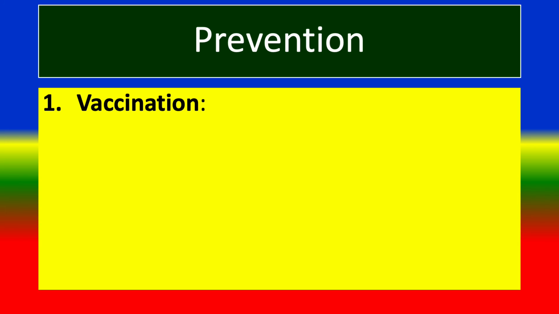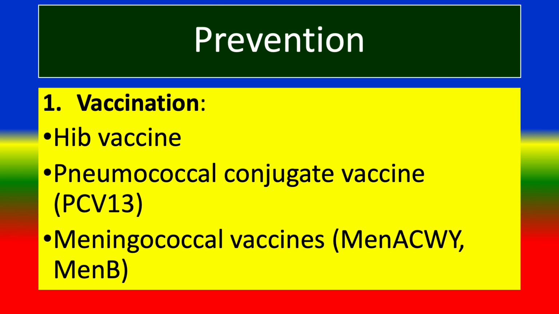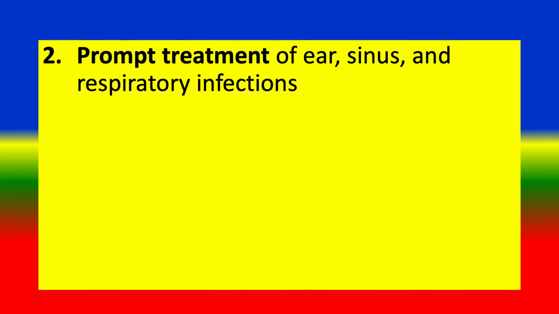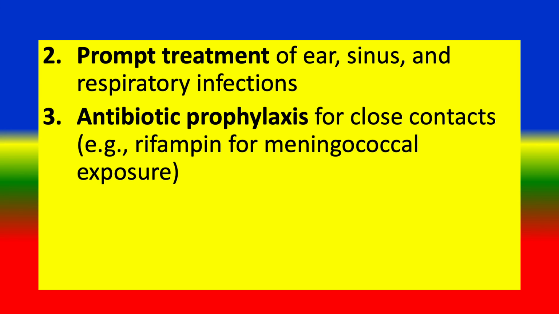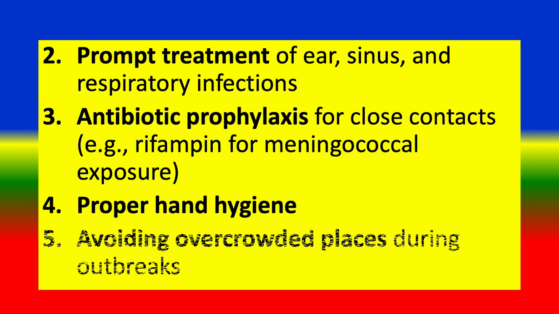Prevention. 1. Vaccination: HIB vaccine, pneumococcal conjugate vaccine, PCV13, meningococcal vaccines. 2. Prompt treatment of ear, sinus, and respiratory infections. 3. Antibiotic prophylaxis for close contacts. 4. Proper hand hygiene. 5. Avoiding overcrowded places during outbreaks.